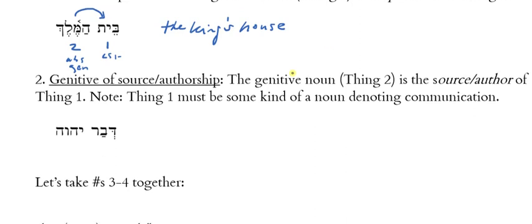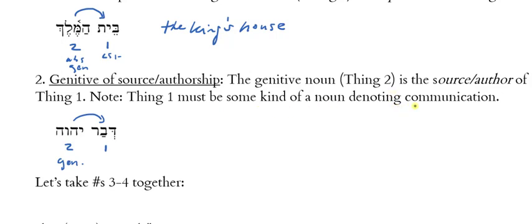Number 2. We could also have a genitive of source or authorship. And here, the genitive noun, thing 2, is the source or author of thing 1. In situations like this, thing 1 must be some kind of a noun denoting communication, as in Davar Adonai. Thing 1 is Davar, Adonai is thing 2. That thing 2 is my genitive noun. And the question is, how is Adonai related to the word?